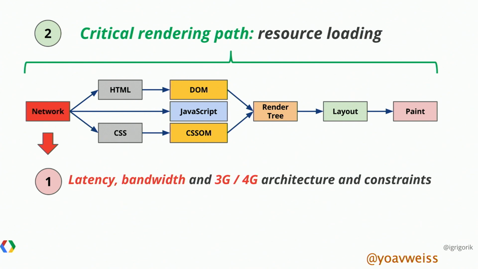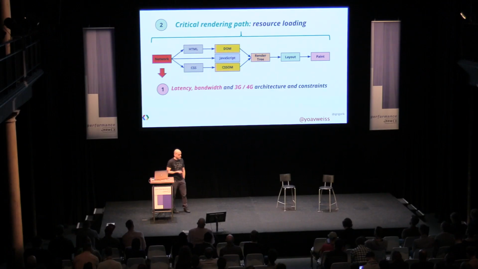It needs CSS in order to create the CSS object model that is attached to the DOM tree. And JavaScript, blocking JavaScript, can block both of these processes. And only after all blocking scripts are downloaded and executed, and all blocking styles are downloaded and applied, only then can the browser create the render tree, which leads to layout, which leads to paint, which is the point at which the user actually knows that something is happening. So before the user sees anything, we have to download all those resources, which are not always immediately available to the browser.